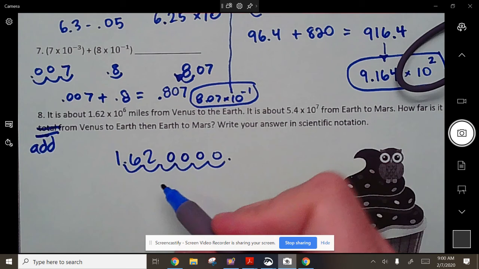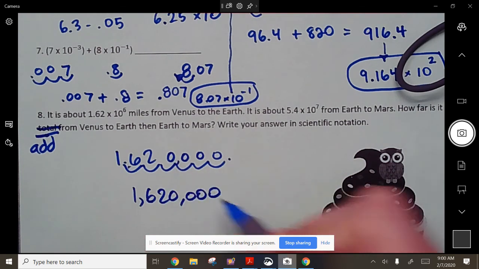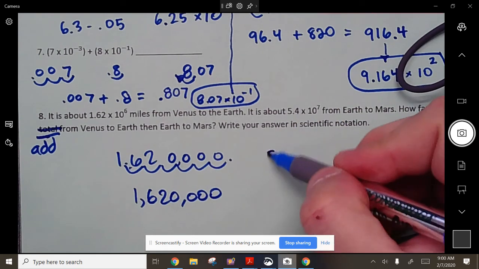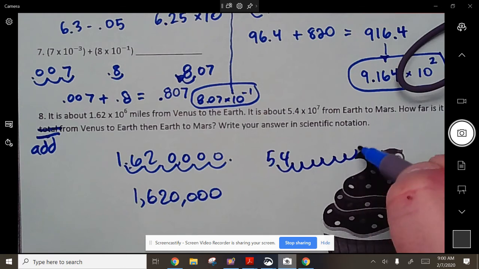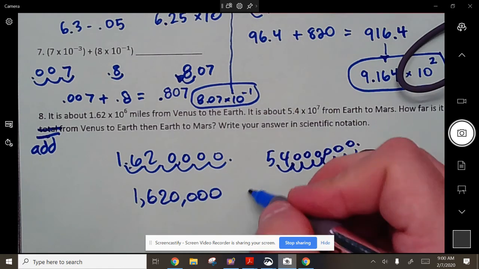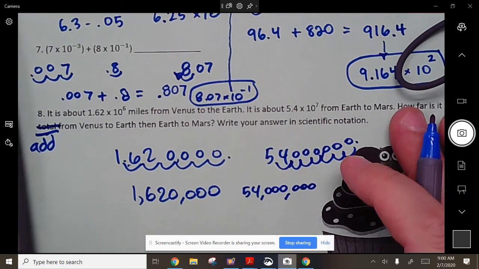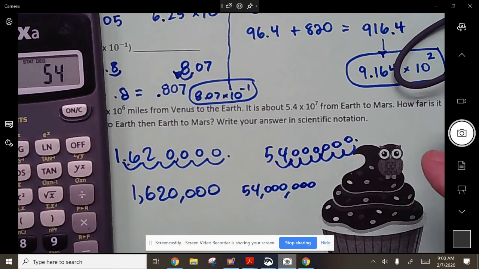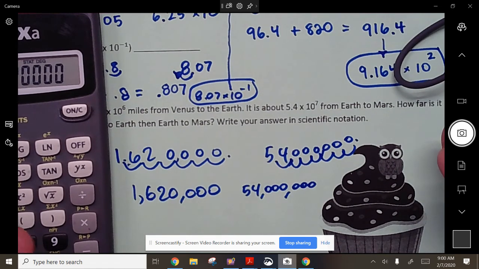All right, and this number actually becomes 1,620,000. And then you're going to add this one, 5.4 times 10 to the 7th. 1, 2, 3, 4, 5, 6, 7. And that number is going to become 54 million. And if you plug those in, if you're going to add those two, you can do those on your own, but be careful when you plug them in to make sure you're good.